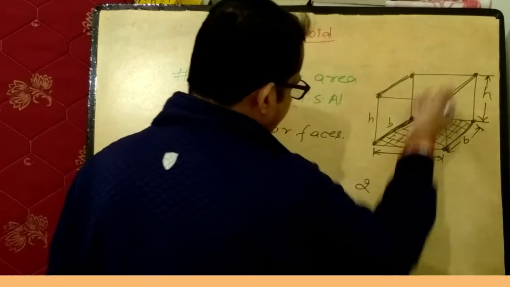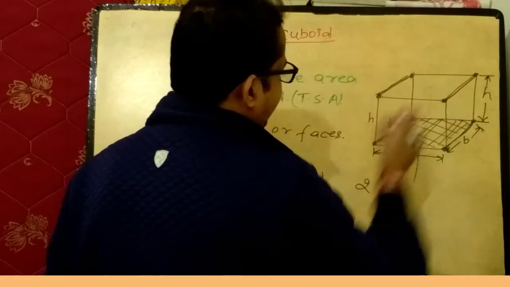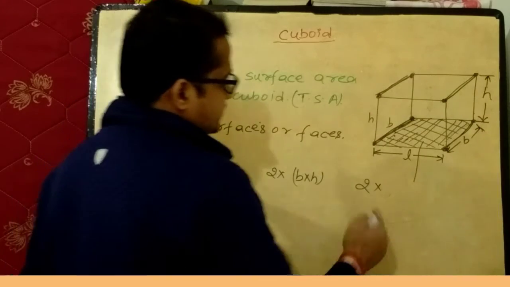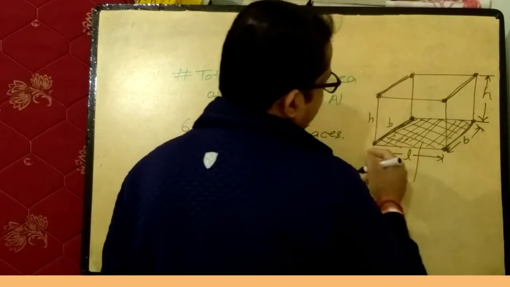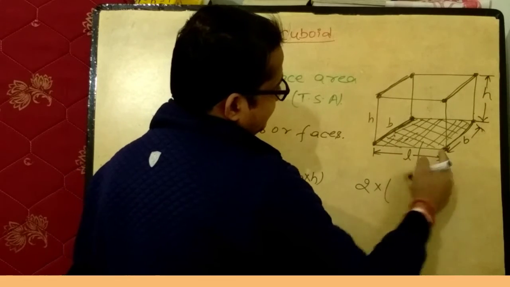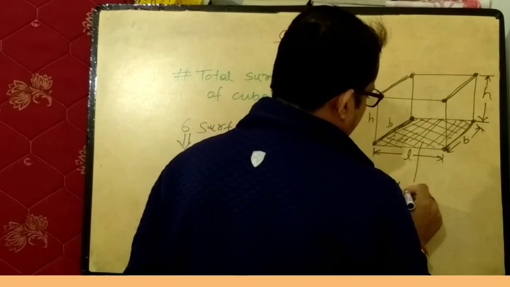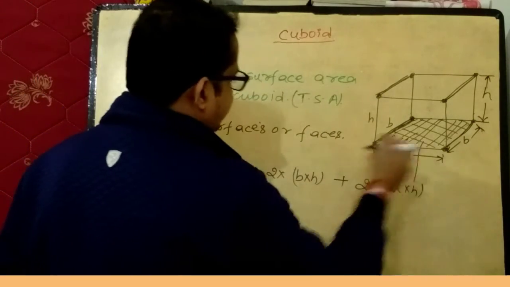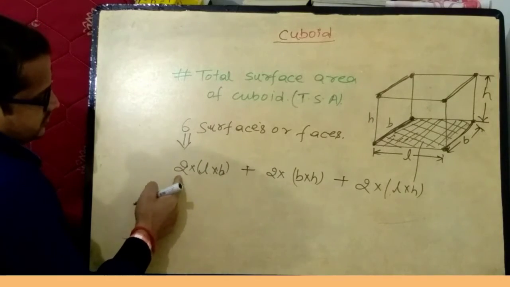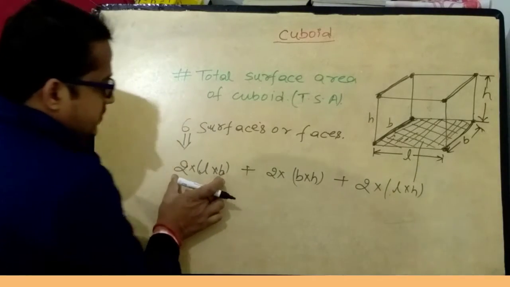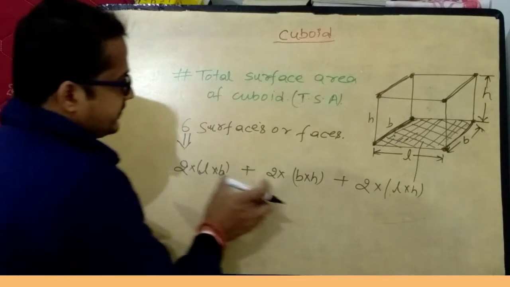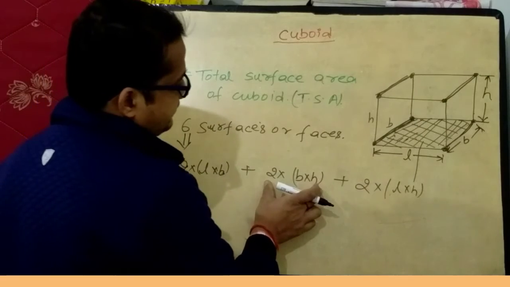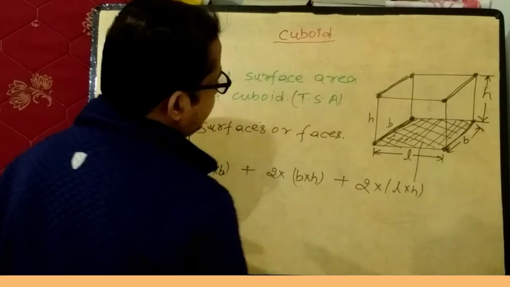Next, for front portion and back portion, there are two symmetrical front and back portions, that is 2 into, what is the length? This is L and breadth is H, so L into H. Now add all these 3 surface areas, that is total 6 surface areas: this 2 is bottom and top, this 2 is left and right, and this 2 is front and back.